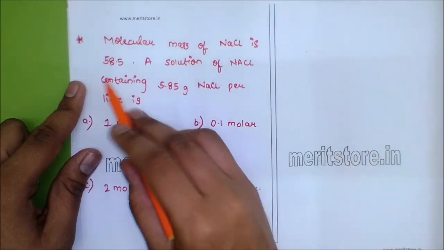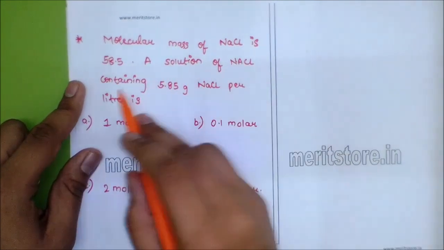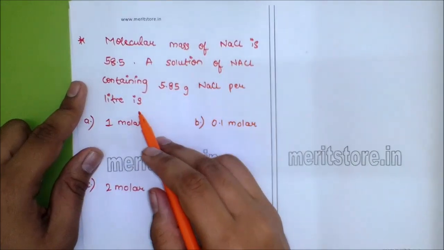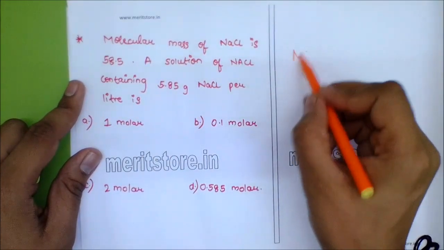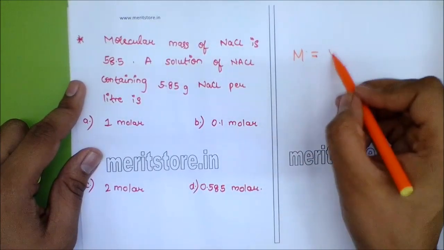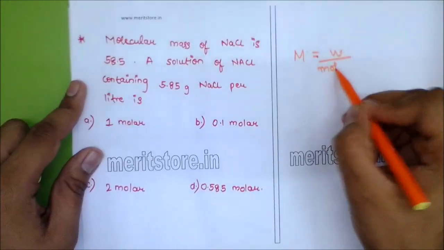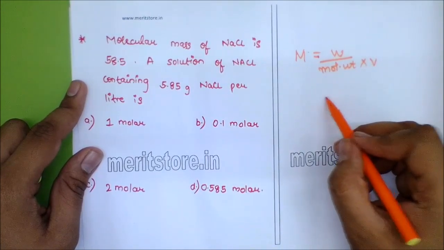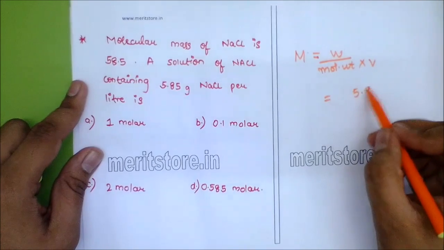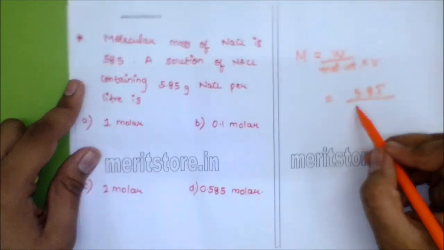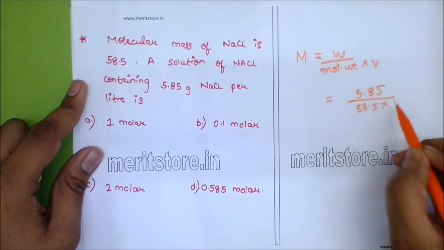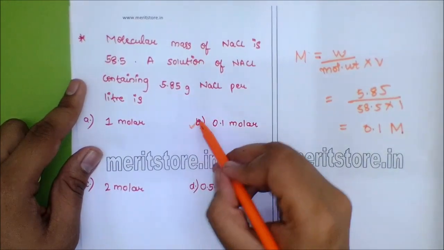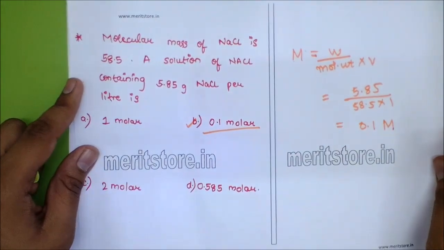Molecular mass of NaCl is 58.5. A solution of NaCl containing 5.85 gram NaCl per liter is. Now we know molarity is equal to W, that is weight upon molecular weight into volume, which is equal to 5.85 upon 58.5 into 1, which gives us 0.1 molar. So option B, 0.1 molar is the correct answer.